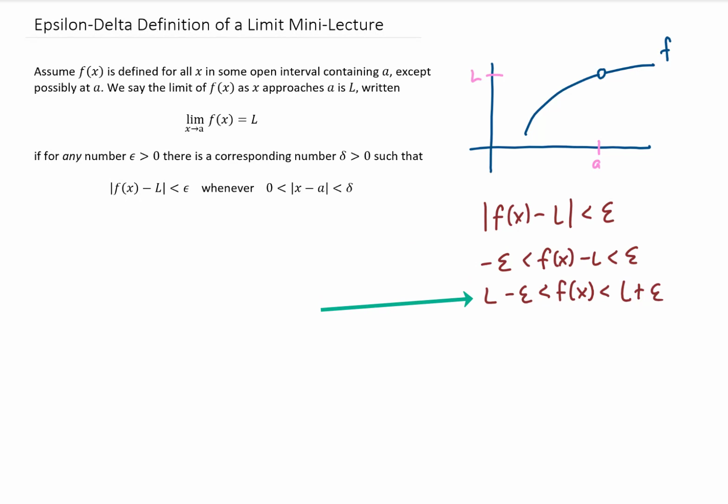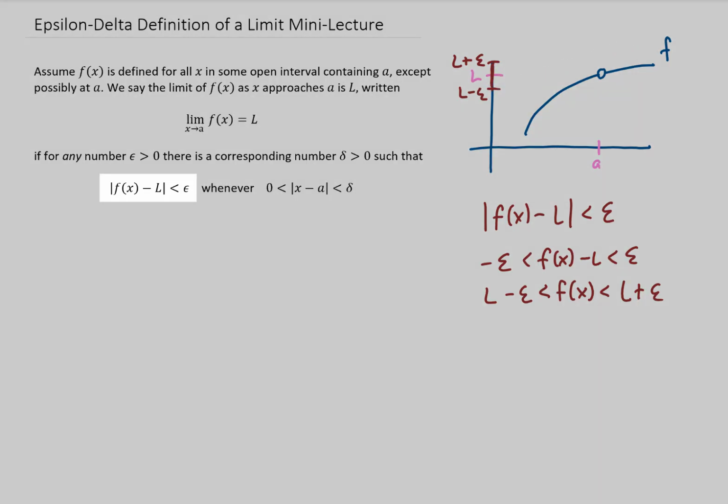So epsilon is just some small positive number, and our function value being between L minus epsilon and L plus epsilon just means that our function value is somewhere in this range right here. So this notation right here just means that the y value of our function is somewhere in this range. How about this x minus a absolute value less than delta? Well, we can do the same thing.